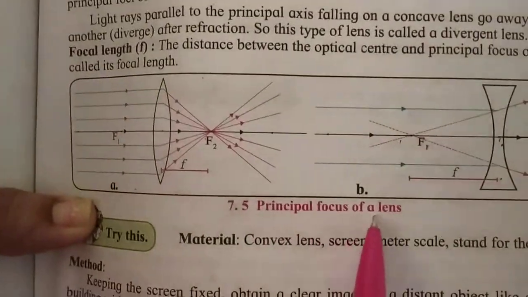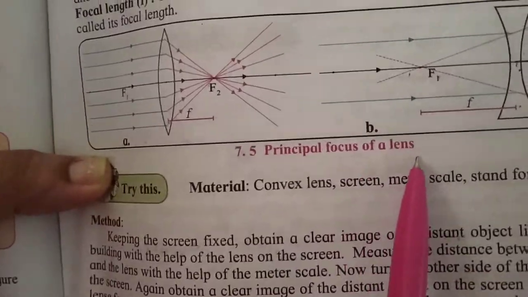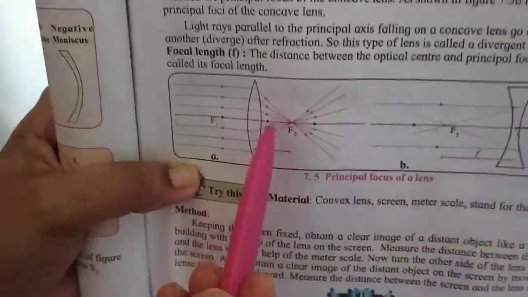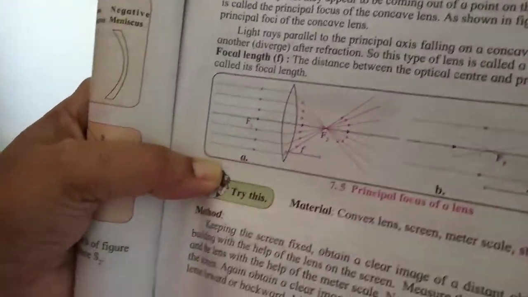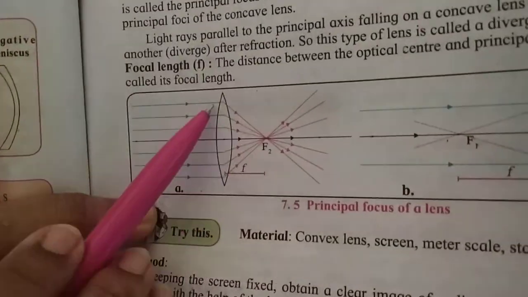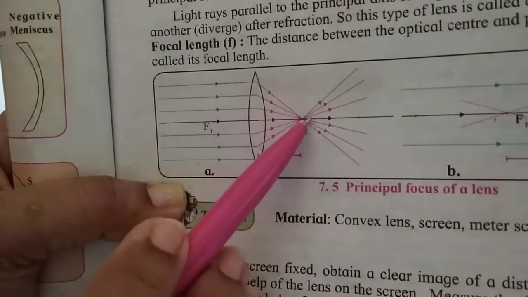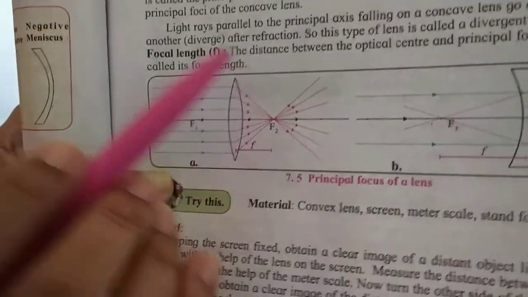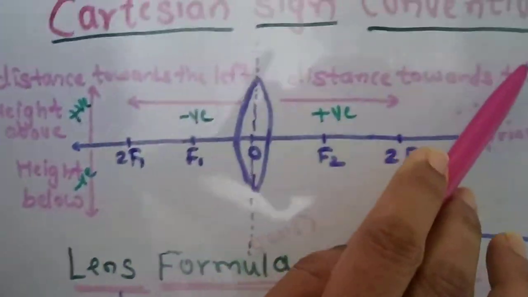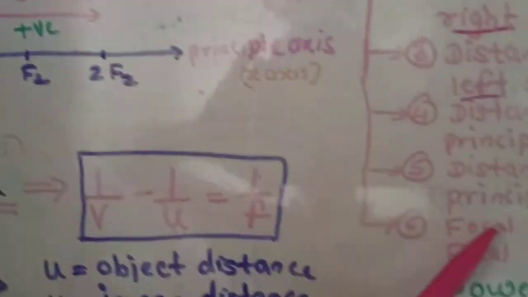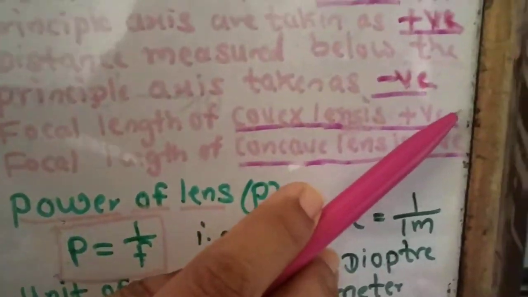The principal focus of the lens. Let's see the diagram. This is a convex lens. The principal focus is on the right side of the lens. That's why the distance from the right side is positive. That's why the focal length of a convex lens is positive.